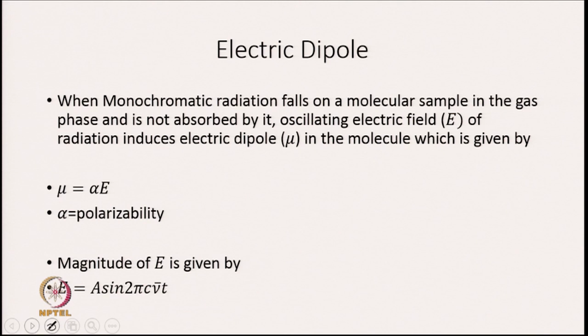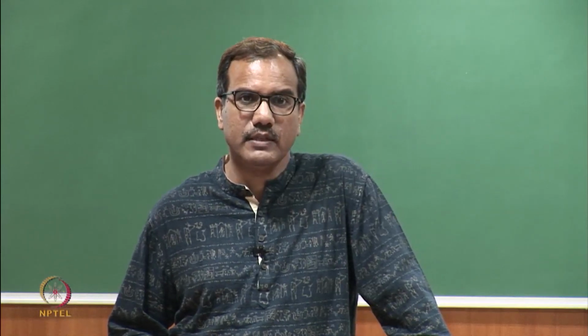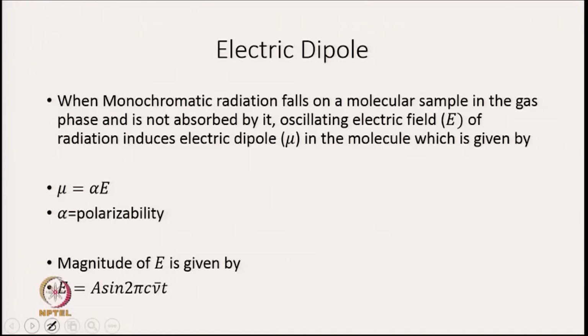So, when monochromatic radiation falls on a molecular sample in the gas phase and is not absorbed, then scattering can happen, and the oscillating electric field of the radiation induces an electric dipole in the molecule, and this electric dipole mu is given by alpha times E. E is the oscillating electric field and alpha is the polarizability. Suppose the magnitude of E is given by this formula, A sin 2 pi c nu bar t.